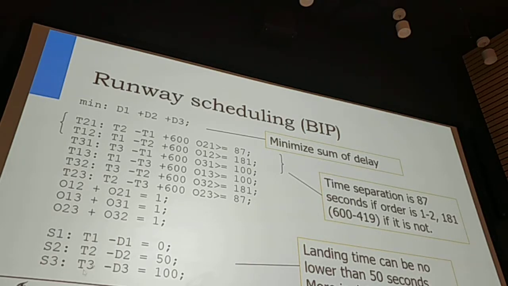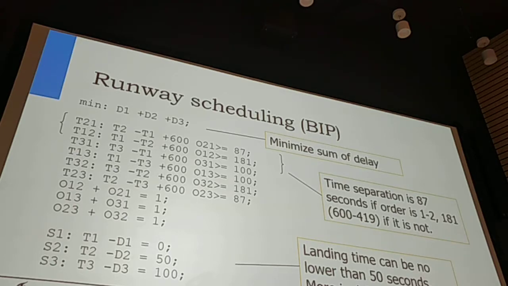Well, here basically what we're saying is that time 1 minus delay 1 has to be equal to 0. So if time 1 is 50, then delay 1 has to be 50. This way we actually couple the delay to the time. If you look at aircraft 2, time 2 minus delay 2 is 50. So if time 2 is 100, then delay 2 has to be 50. So we actually fix the delay to the time it lands at.